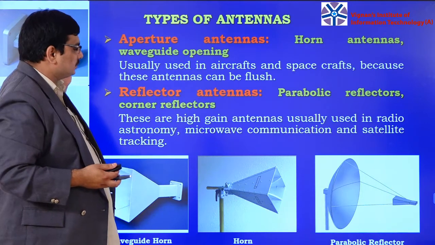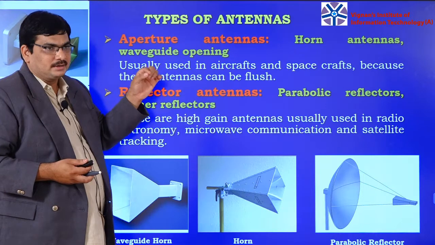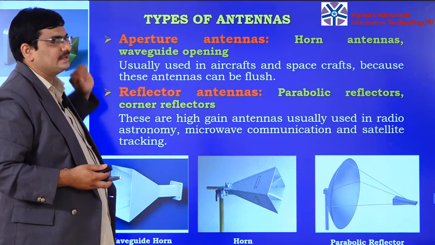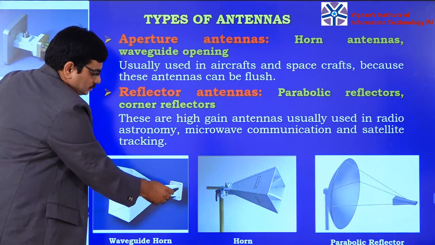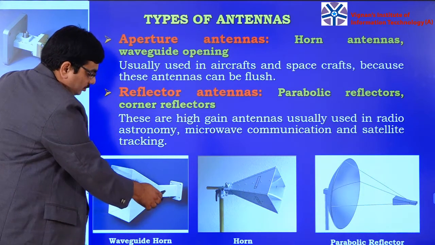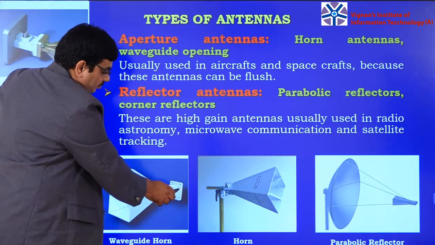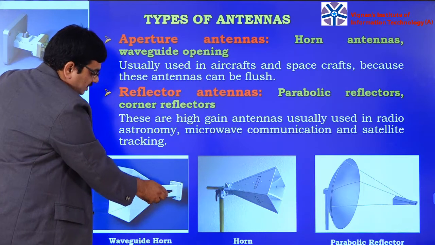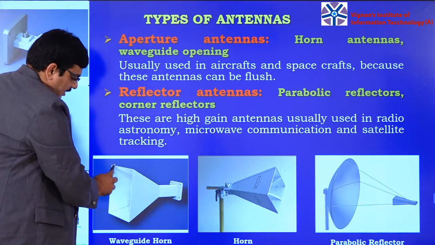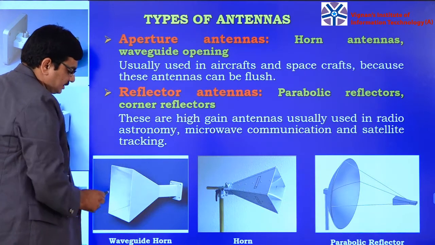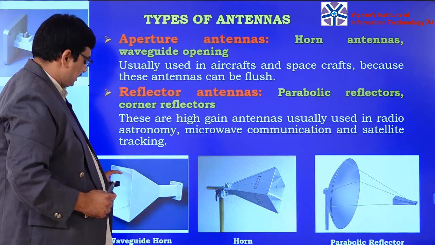In dipoles, we give excitation directly to the wire, but in aperture antennas the excitation is given to the waveguide. In this waveguide, one end is open and the other end is closed. From this we give the supply, the current moves through, and this is the region which we call the antenna. This is a transition region, which is called the antenna.